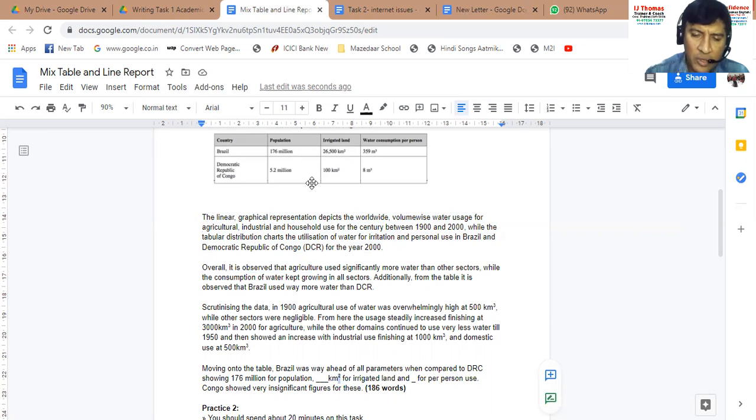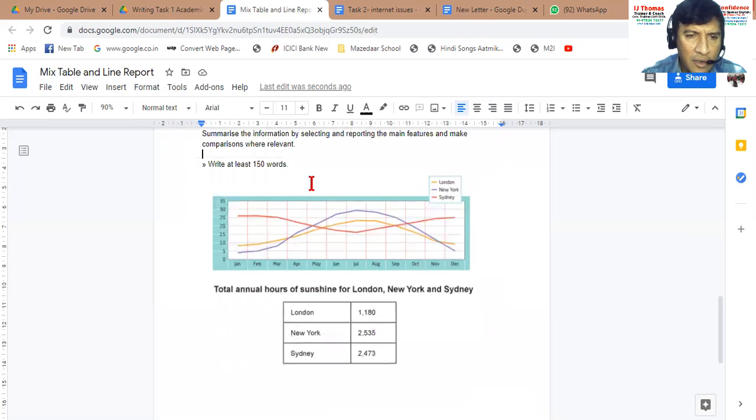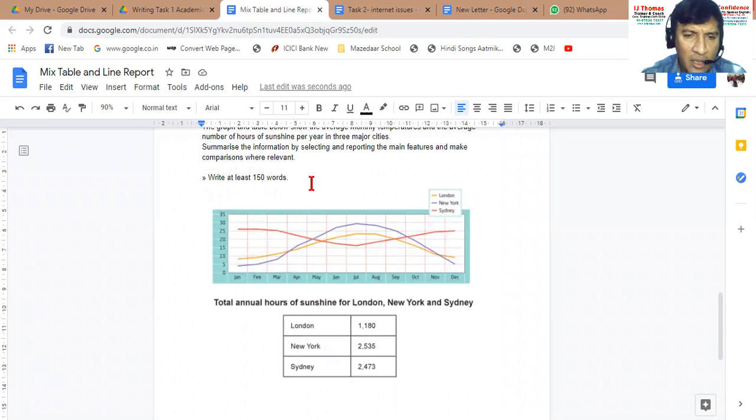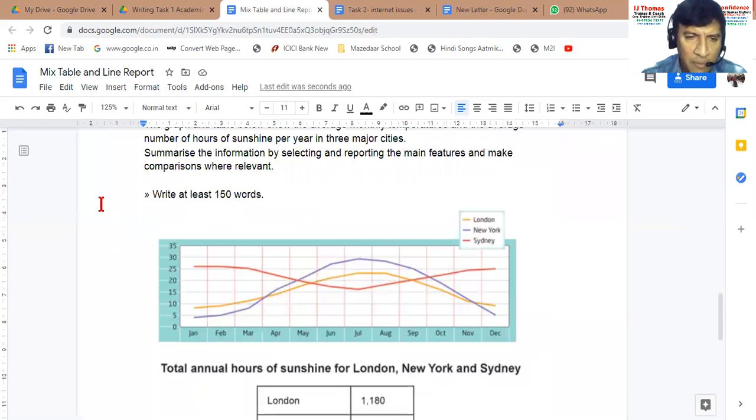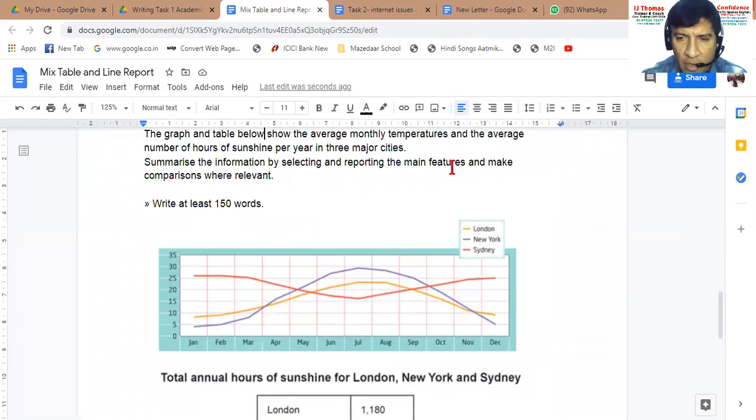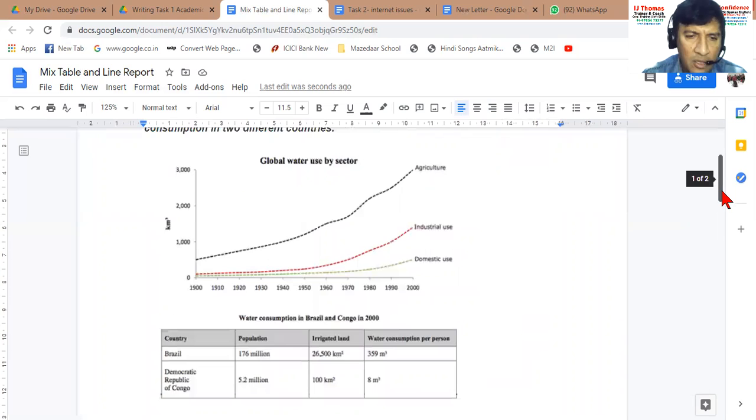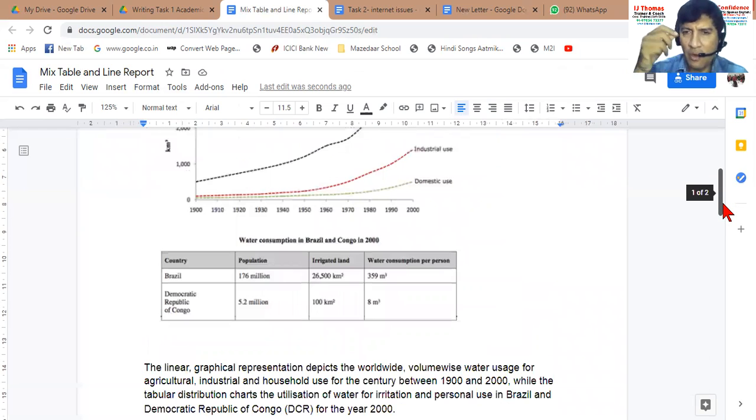See, because the question is always asking you to, this will be the standard thing: summarize the information by selecting and reporting main features and make comparisons. That's what you have to do. If you've done that, you've got your bands. Do you understand? So what I suggest is, all of you who are learning, look at my model and copy it. While copying it, give it some time to think, understand, and then attempt to write something on your own.